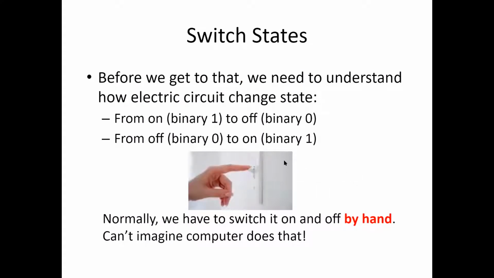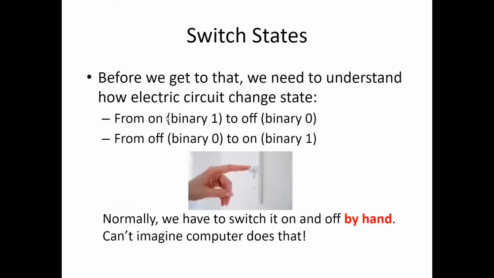So switch states. We need to understand how the computer can recognize binary. So going from on to off represents going from binary 1 to binary 0. And vice versa, going from off to on is going from a value of 0 to a value of 1. Normally, as seen in this picture, we turn the switches on and off by our hands. But how would a computer be able to turn it on and off?